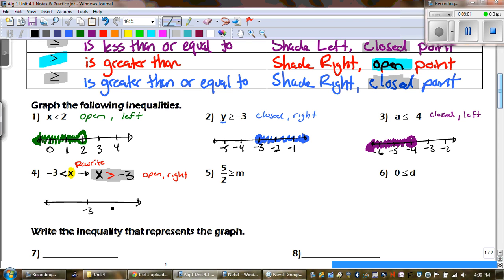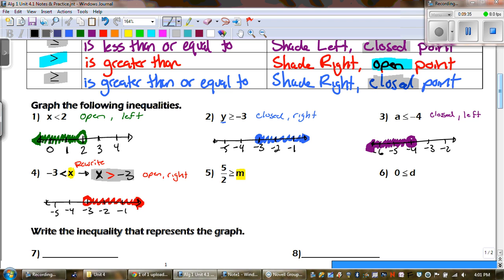So I got -3. I go 2 above and 2 below, so I just add 1. And then we subtract 1. It's open, and I shade to the right. Okay? And I'm drawing my arrows even when I'm shading, so I know that that keeps going. Okay? All right, the next one.